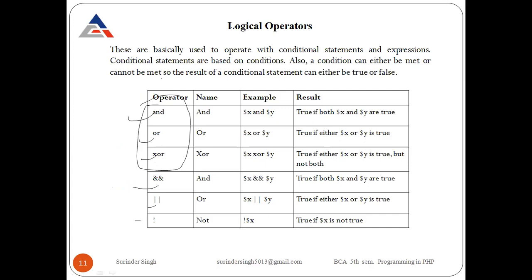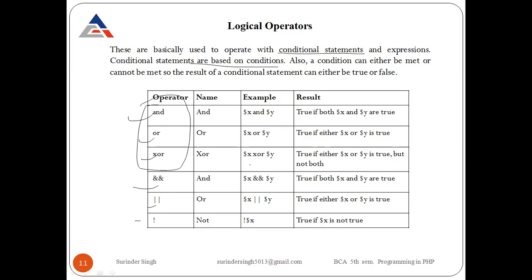And now there are logical operators. These are basically used to operate with conditional statements and expressions when there are some logical checks. Okay, then you can use these types of operators for combining multiple conditions or getting a result. Conditional statements are based on conditions like age should be less than 37, or you can enter a value in a specified range, then you will check if the input is according to the conditions or not. Clear?